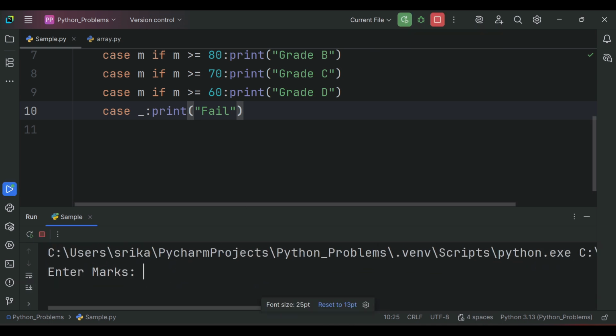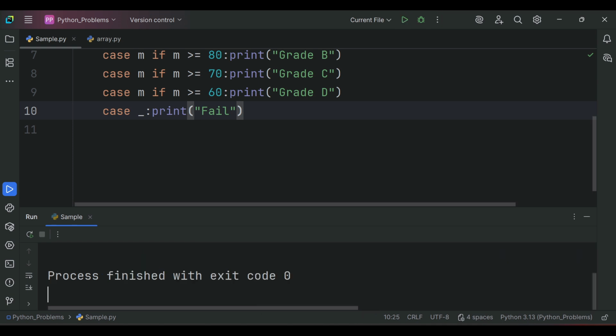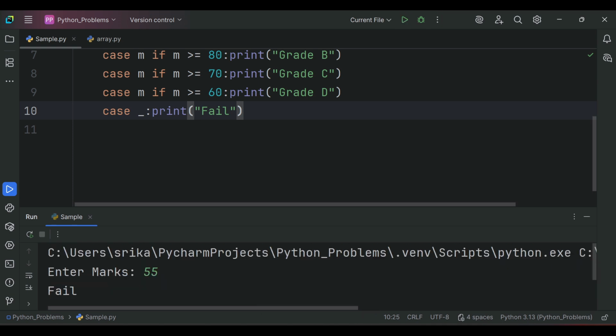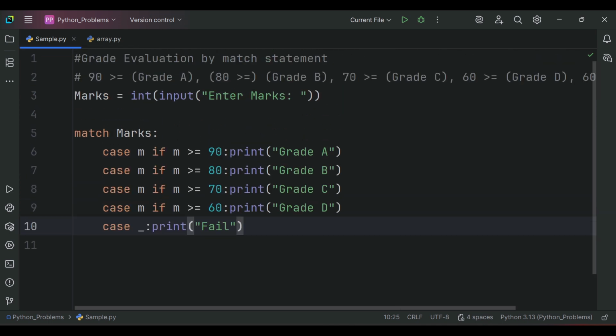55 marks means it's below 60. That's why it's fail. This is the program, friends. I hope you understand. It's very simple. How to prepare a program like this looks very simple, and the output executes very quickly. Now let's dive into another problem.